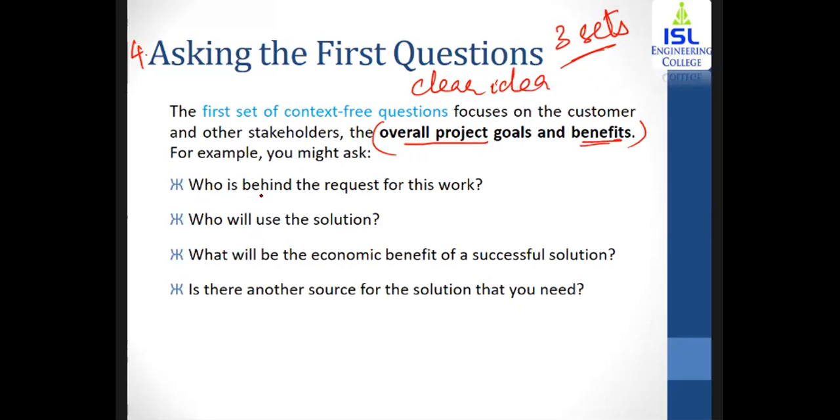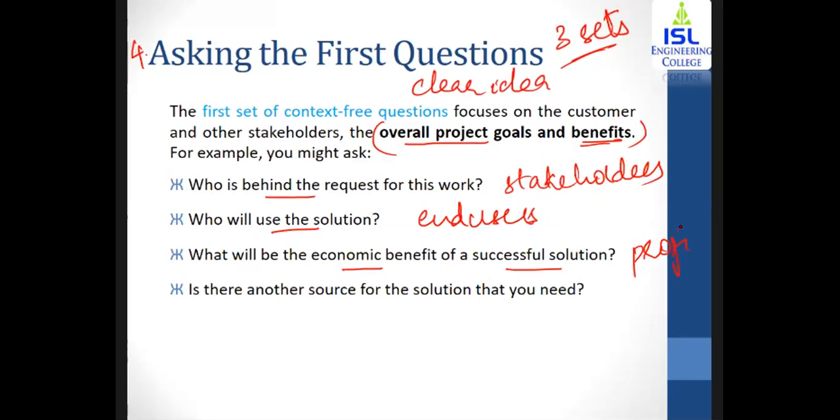So what are the questions that are going to be asked? Who is behind the request for this work? That is, who is requesting the particular software. You're going to identify that. Then, who will use the solution? That is, you're identifying the different stakeholders here, and the end users, the people who are going to use the software. The next is, what will be the economic benefit of a successful solution? That is, what can be the profit of this particular software you're developing. How much sales would increase, how many people are going to use the software, how beneficial the software is, that is going to be identified.